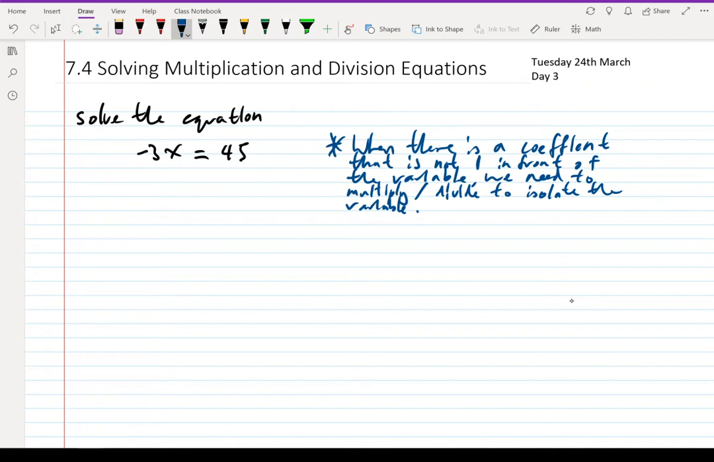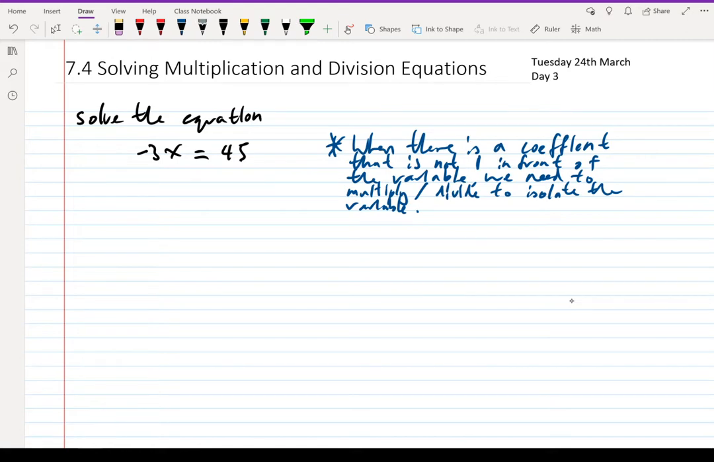So why did I say when it's not 1? For example, if we have x plus 3 is equal to 8, there is an invisible 1 in front of our variable, 1x, but we just don't write it. It's just x. So there is a coefficient of 1 in front of our x. In that case, we don't need to multiply or divide. All we have to do is subtract 3 from both sides.